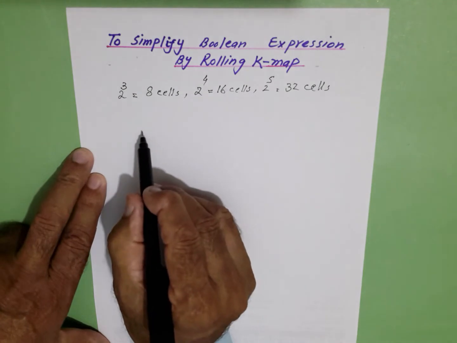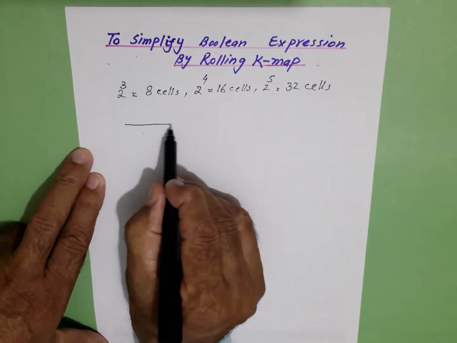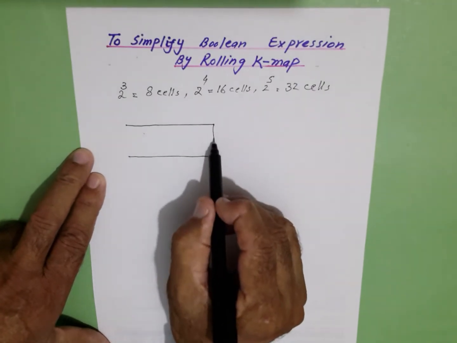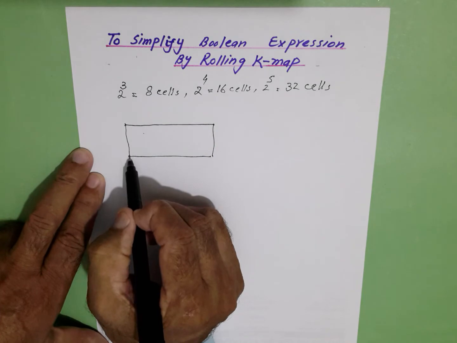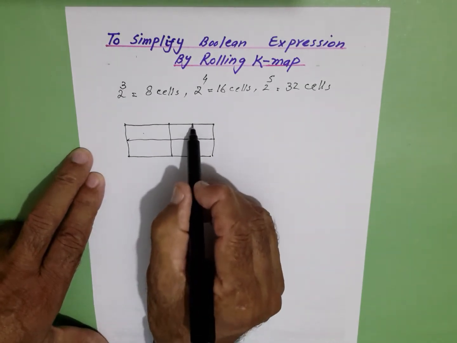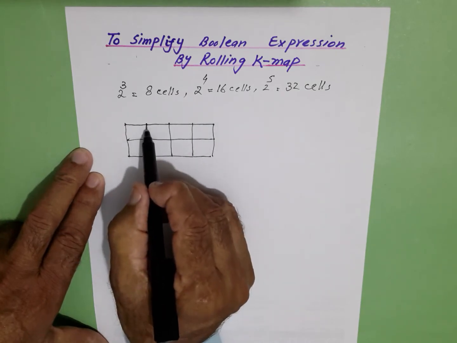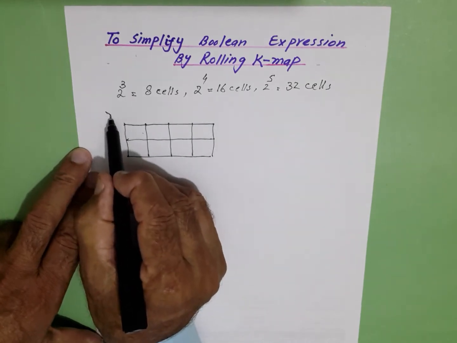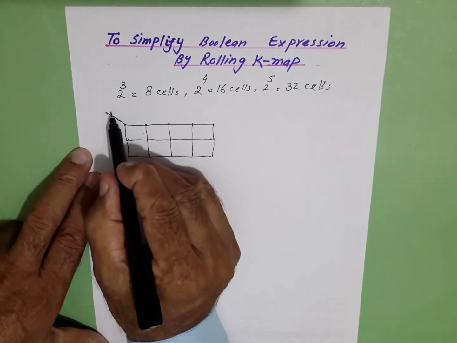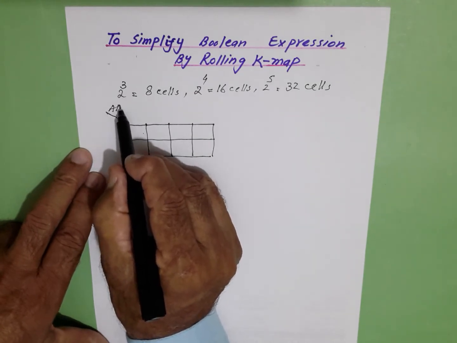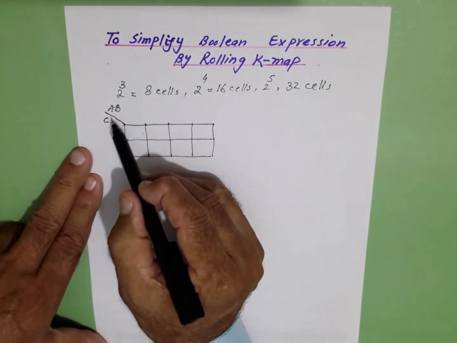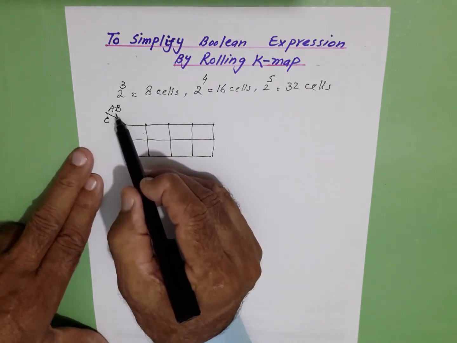Let us now see the examples. These are the 8 cells. This is called top side and this is vertical. We can write A, B, C. These are the 3 inputs. We can write A, B here and C at this place.